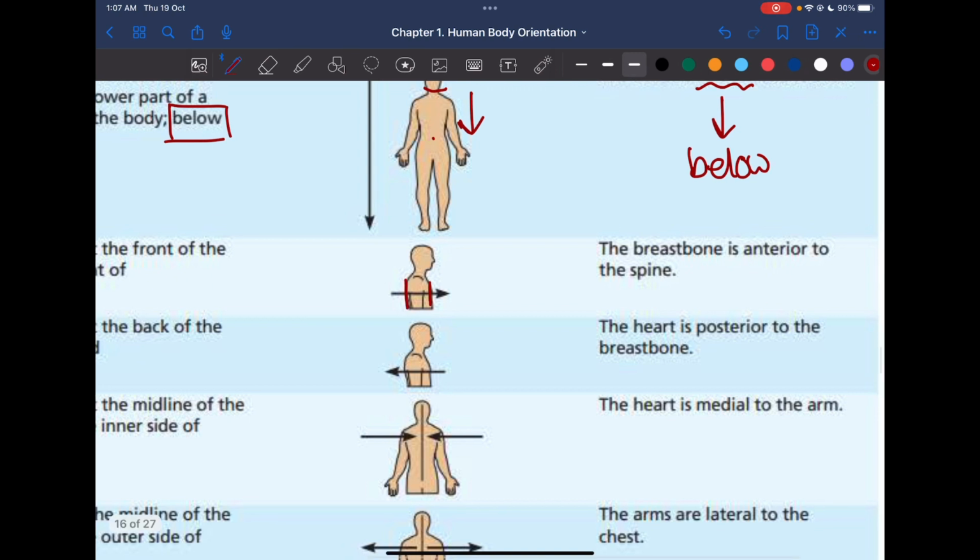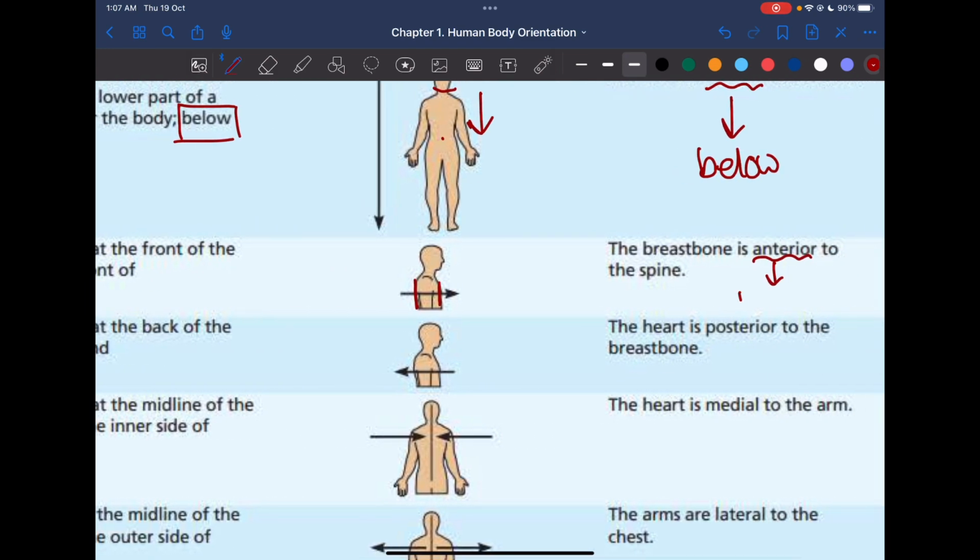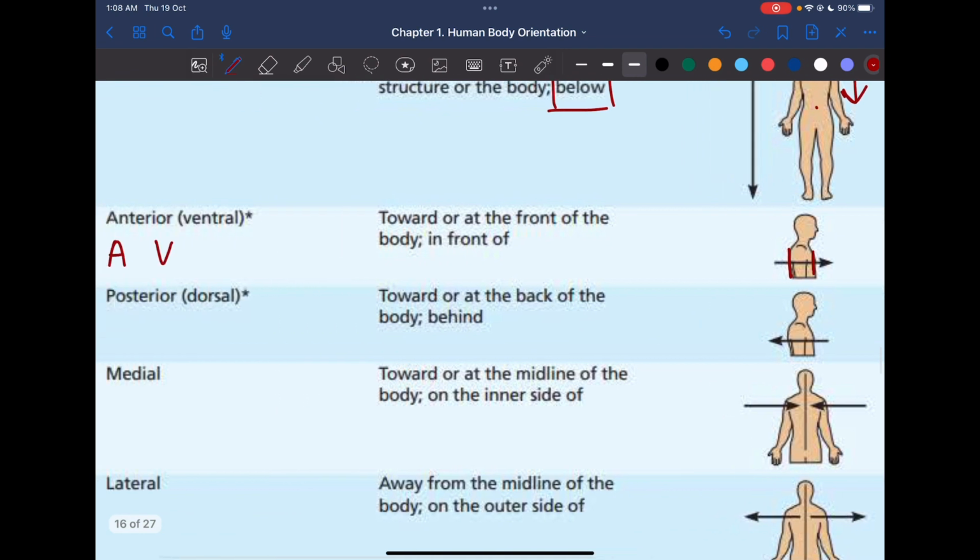So the breastbone, which is here, is anterior to the spine, which is here. So also replace anterior in your mind. Don't actually replace it if they ask you to refer to something. Anterior is in front of. So the breastbone is in front of the spine, which is true. Always follow the arrows. I already said that. So the arrow, this is in front of this, obviously.